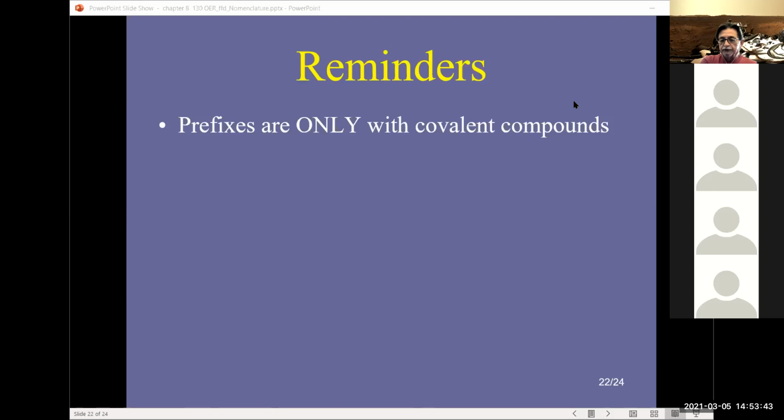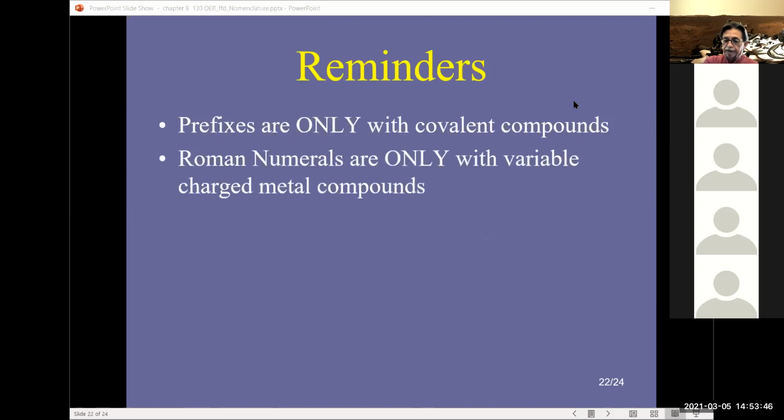All right, just a few reminders. Prefixes only for the covalent compounds, okay? Roman numerals only for those metals that have variable charge metals. And so that means anything other than the sweet 16 require Roman numerals. And if you don't know which Roman numeral you have, you always know what its partner's oxidation number is. So you can calculate what the metal oxidation number is, because you know that the total number of cations plus the total number of anions will always equal 0. Okay.